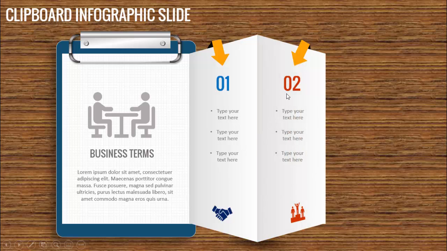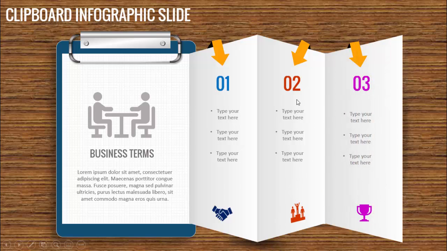Then when I click, the second page will come here, and you can see there's some shadow effects I have created, and last the page number 3 will come here. So let's see how to create this very useful clipboard infographic slide in PowerPoint.